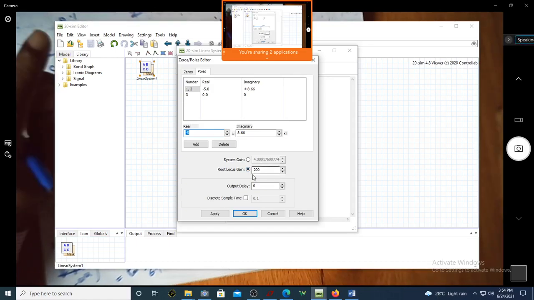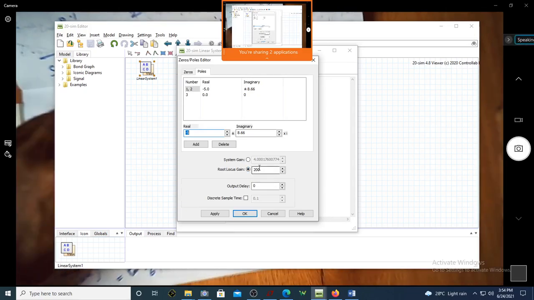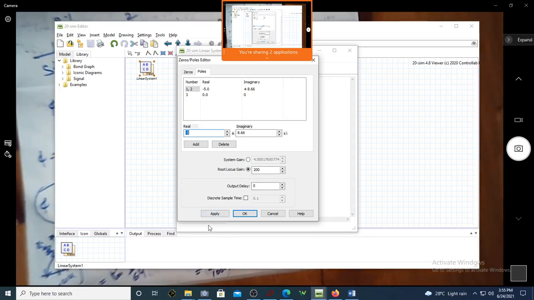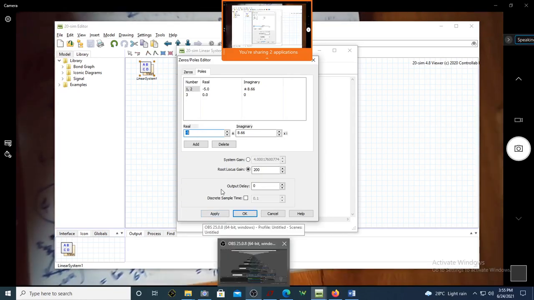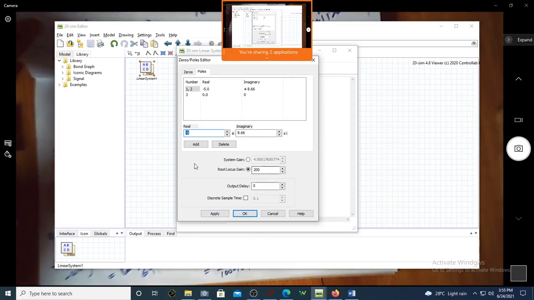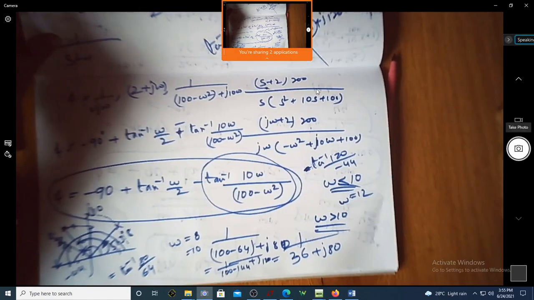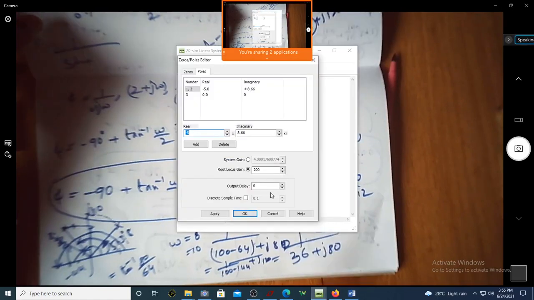Now, why is it 4, and why is it 200? The root locus gain is the gain given when the transfer function is in pole-zero form. It's not visible clearly, the window is small. Is this not visible? Now it's too blurred.